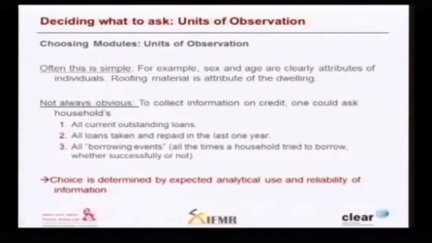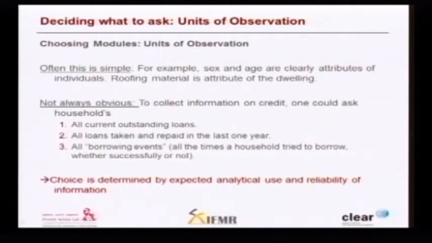While deciding what to ask, it's important to remember that the art of designing instruments is to a large extent the art of choosing the right units of observation. The units of observation are basically, for each section, what the section or questions are about. Some of these are fairly simple choices. When asking for individual attributes, sex and age are clearly things you should include in the survey.